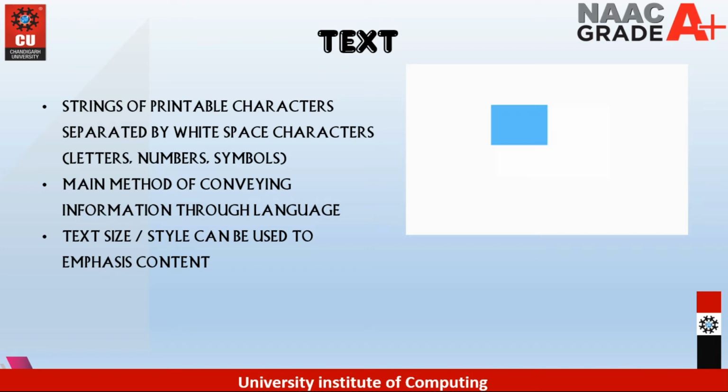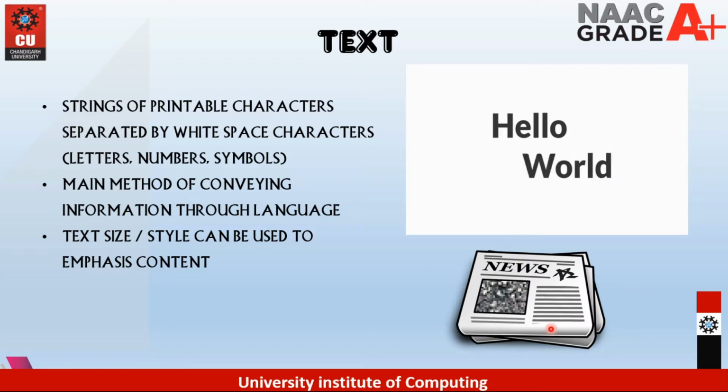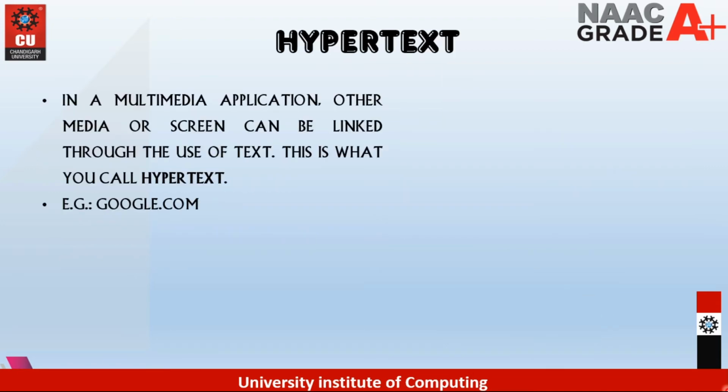The first media of the text was newspapers only. There is another type of text media also available, that is hypertext. In a multimedia application, other media or screens can be linked through the use of text. This is what you call hypertext.